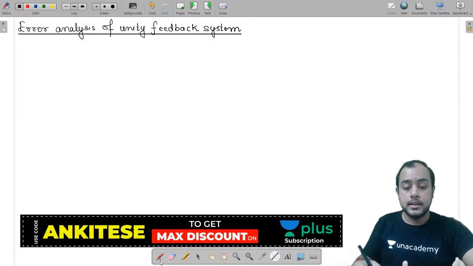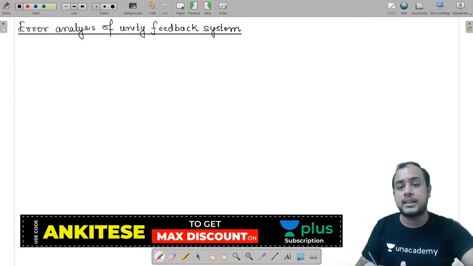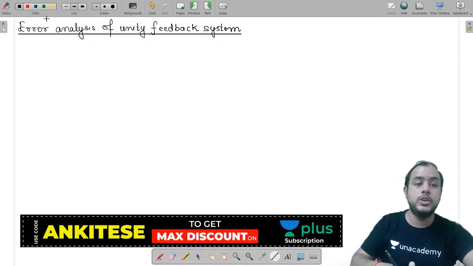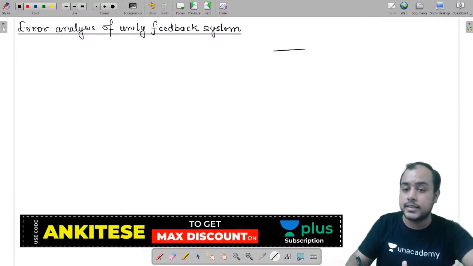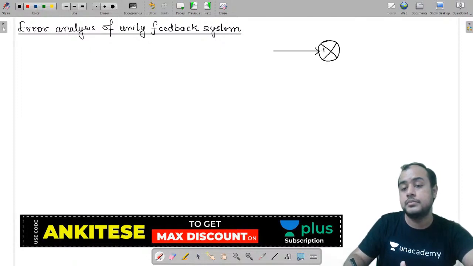Okay. Now, unity feedback means that system will have a forward path transfer function, but the feedback path function would be unity. Let me draw such a system for you guys. This is the summing element. Okay, this is the summing element.